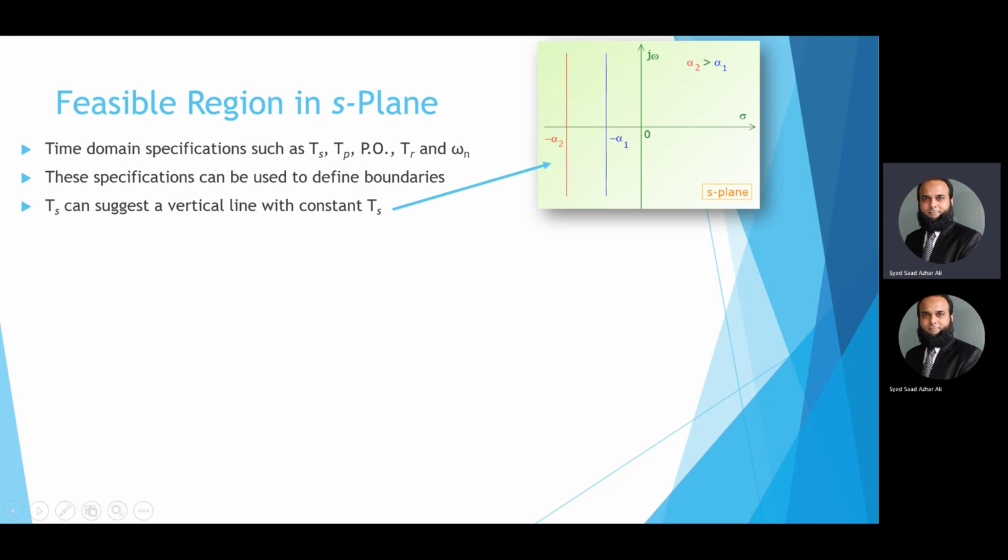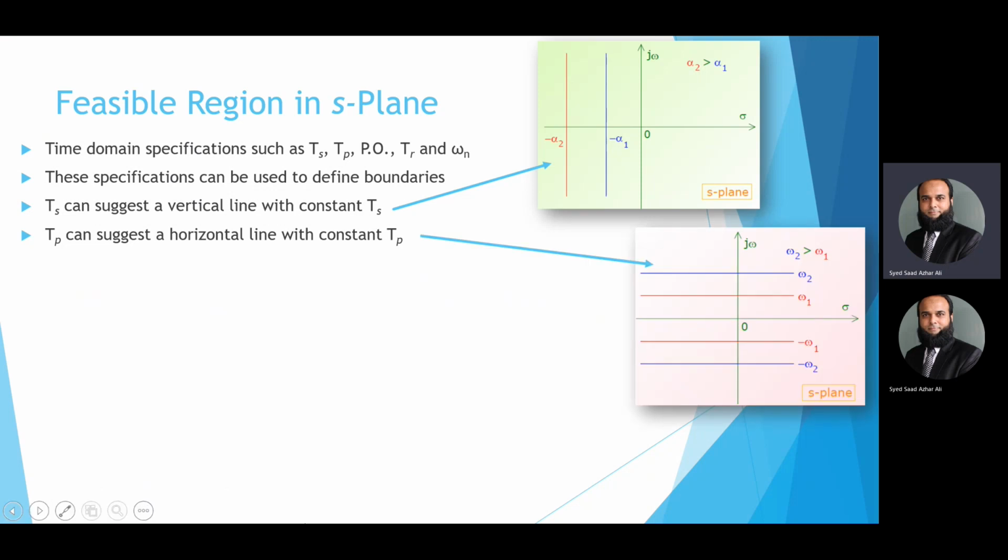Let me use my pointer. One of these lines is basically showing one settling time which is constant throughout this line. So if the pole moves on this line, the TS will remain the same. Similarly, another vertical line will have another constant TS. Similarly, for TP, as you remember, we'll get the horizontal line like this. You can see that this is a horizontal line here and this one.